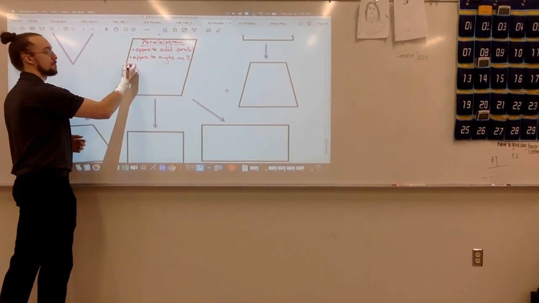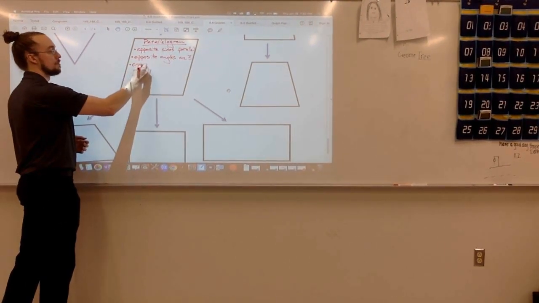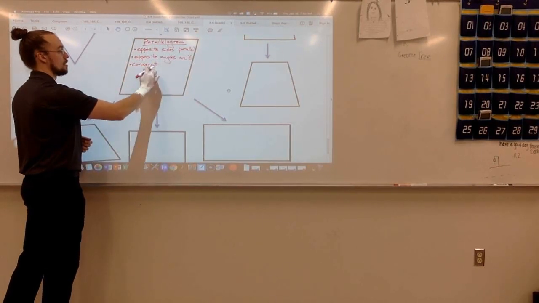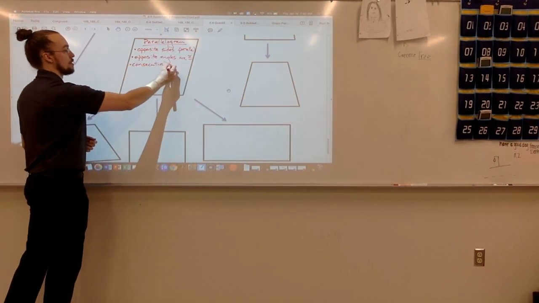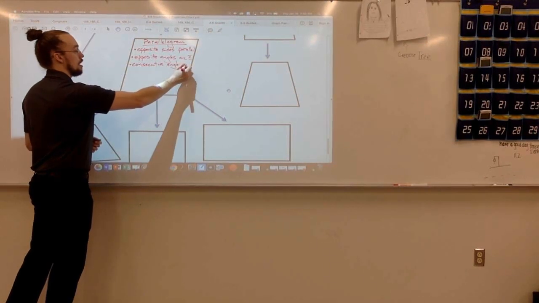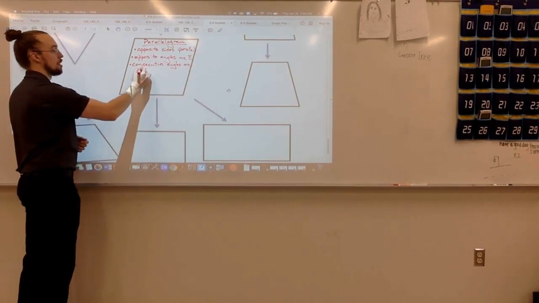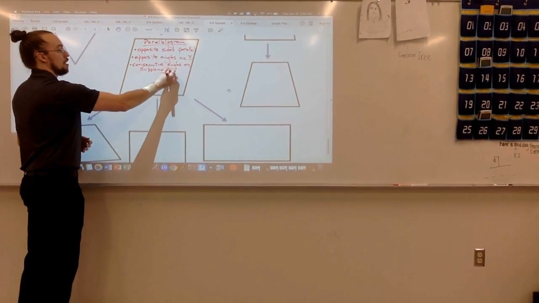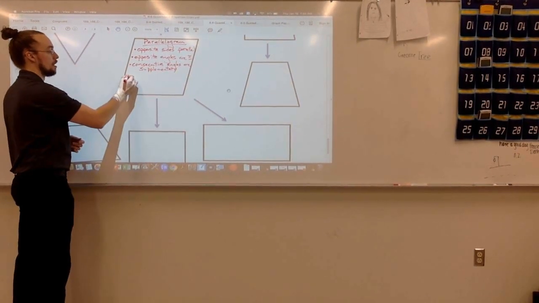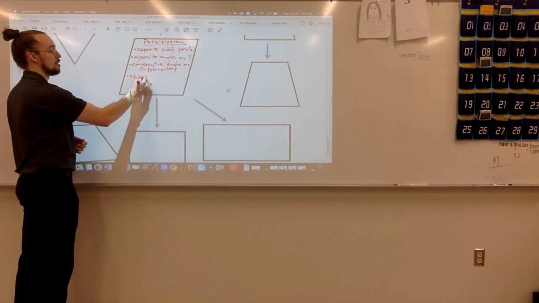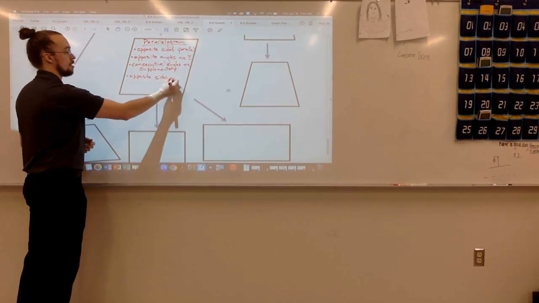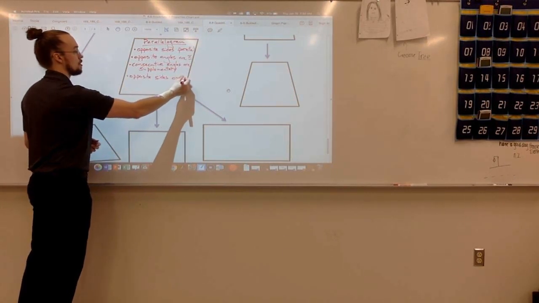And then the opposite sides are the same length. Congruent. Right. So consecutive angles are supplementary, where they add to 180. Then opposite sides are congruent.